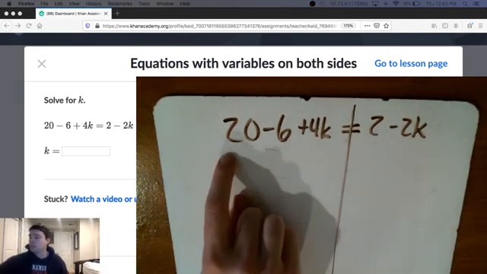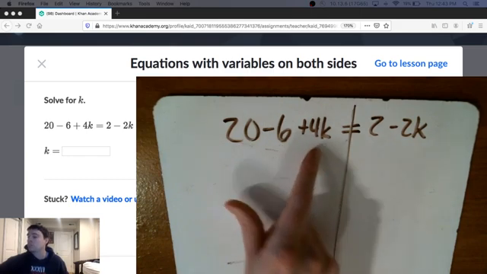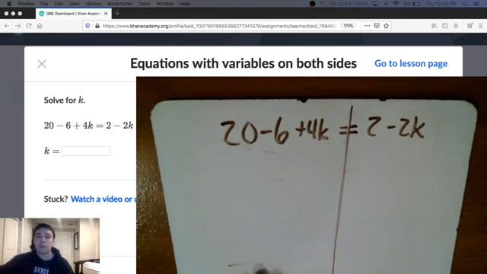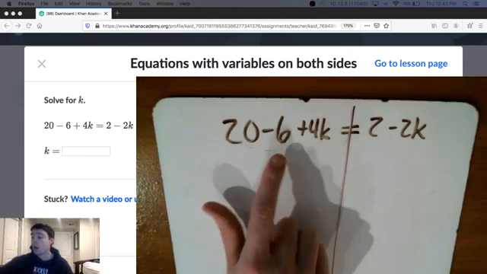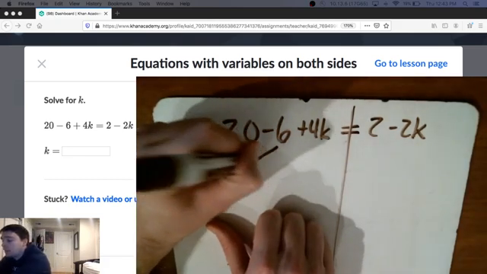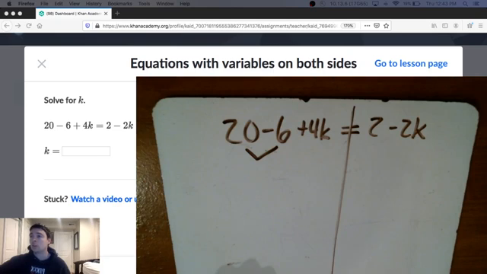But also, the first thing I noticed, there are 5 different terms: 20, negative 6, positive 4k, 2, and negative 2k. Anytime I see that many terms, I start thinking, are there any like terms, any of the same kind of terms, already on the same side of the equation? Because if there are, like the 20 and the negative 6 in this example, I can combine those like terms to simplify the equation, to make it easier to work with.